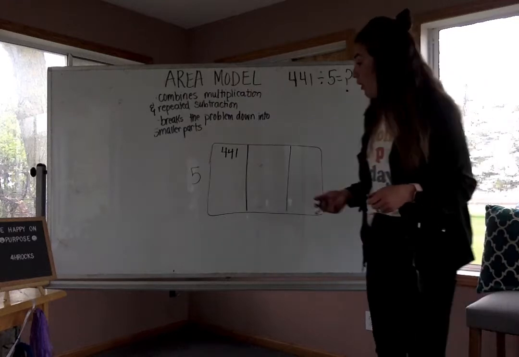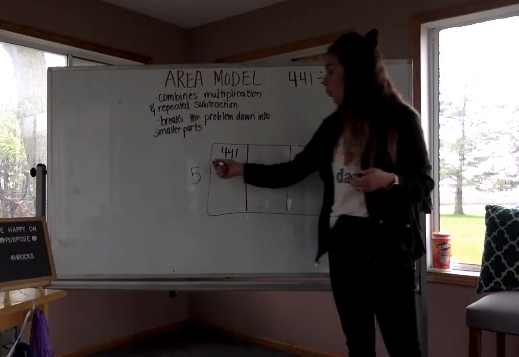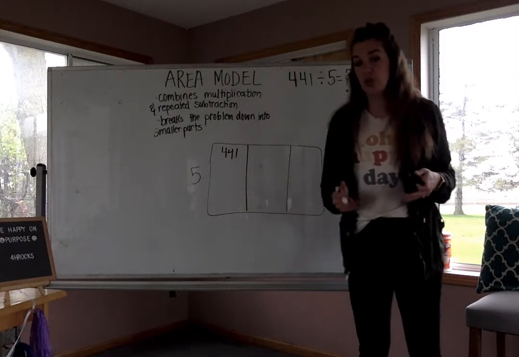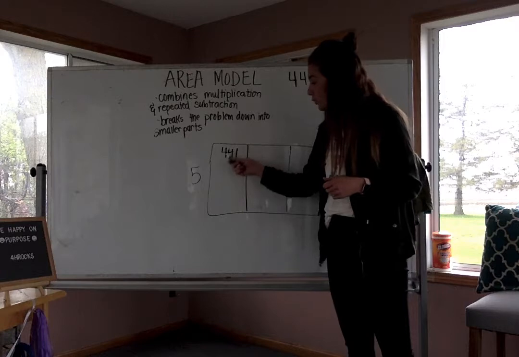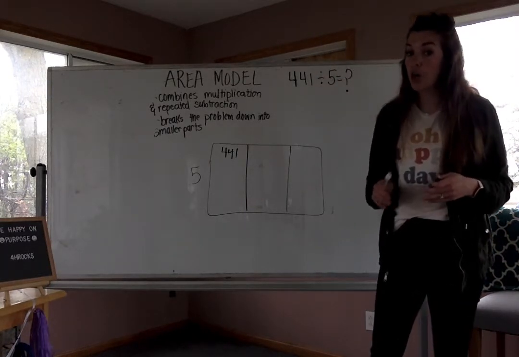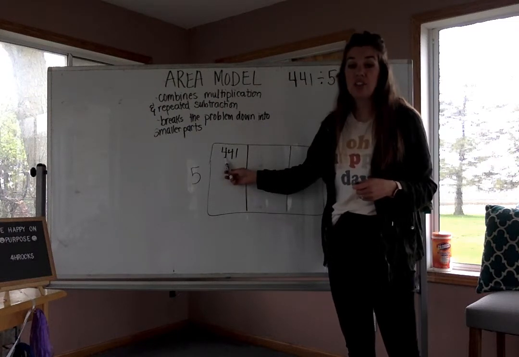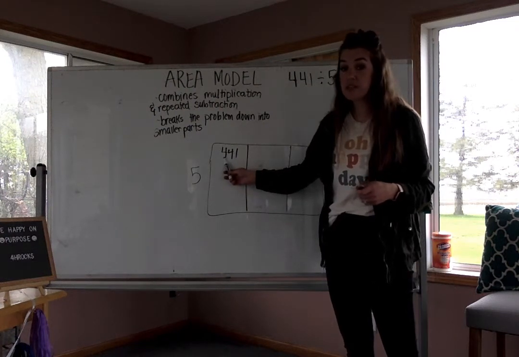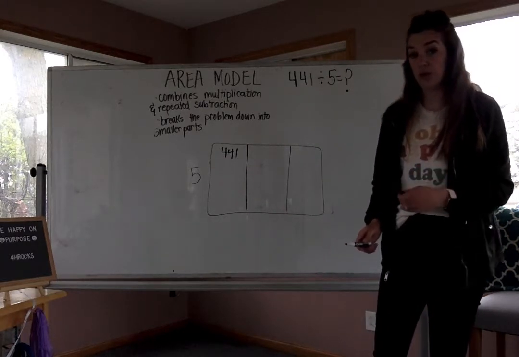Now, I want to be as efficient as possible, so I need to be thinking about what multiple of 5 can I use, and then multiply it by 10 to get me really close, if not exactly, on 400. The reason why I say 400 is because I know I have the digit 4 in the hundreds place, and that 4 represents the value 400.